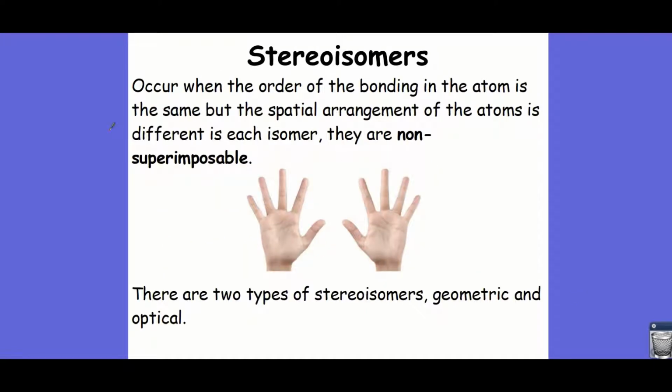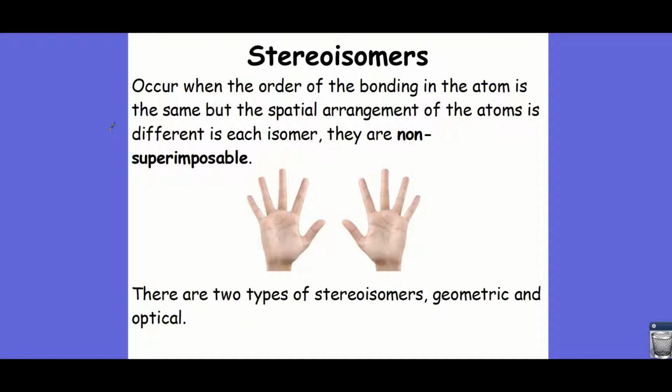Okay, so stereoisomers occur when the bonding in an atom is the same. So unlike structural isomers, when the arrangement of bonds is different, with stereoisomers it is the same, but we're thinking more about how the atoms are arranged in space, so the spatial arrangements. And we're going to think about, are they superimposable? If you think what superimposable means, it means to put one image perfectly on top of another image, and it would look as if there's only one there. Stereoisomers are non-superimposable. You cannot do that.